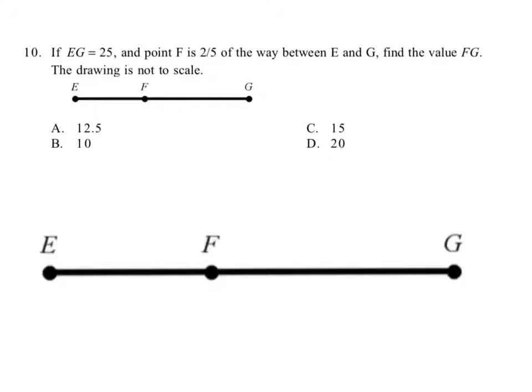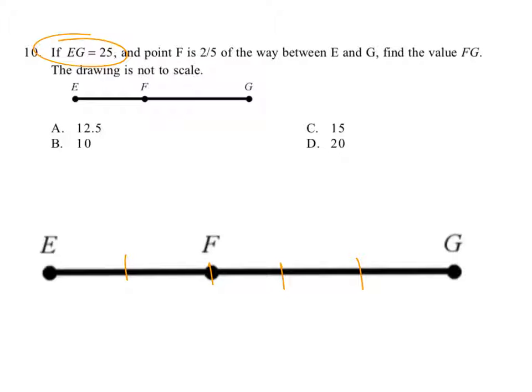And so we say, okay, it's 2/5 of the way between E and G means we're going to split this up into fifths. Like that. Not drawn to scale, but if this was split up into fifths and the whole thing is 25, well, what is 1/5 of 25? Or 25 cut up into 5 equal parts? They're each going to be equal to 5.